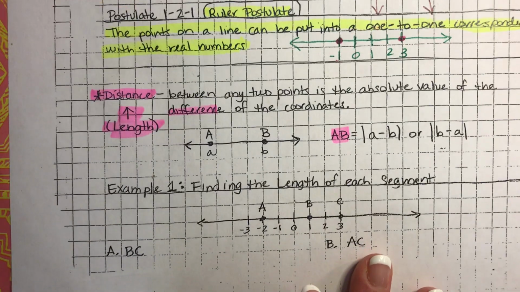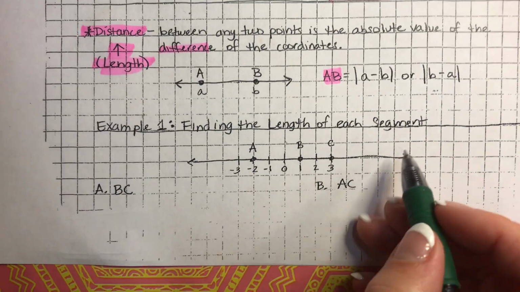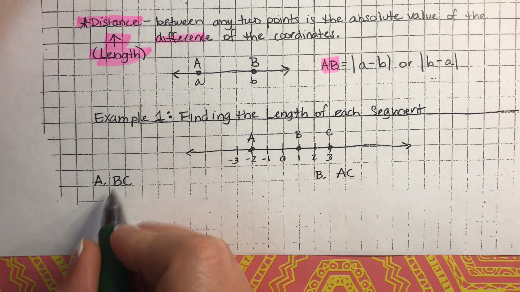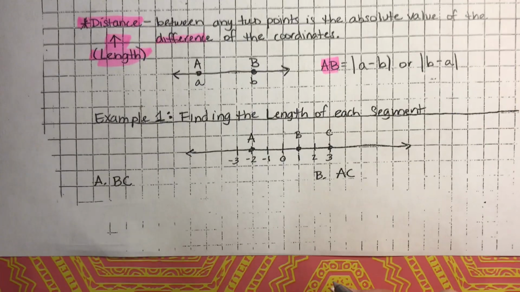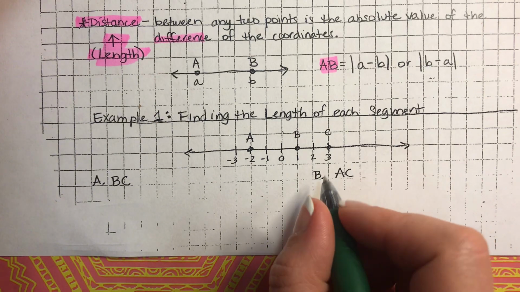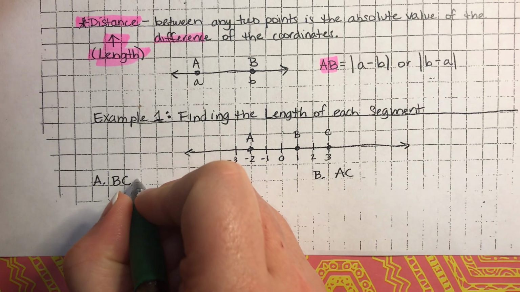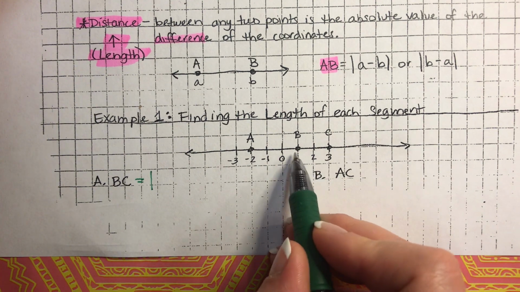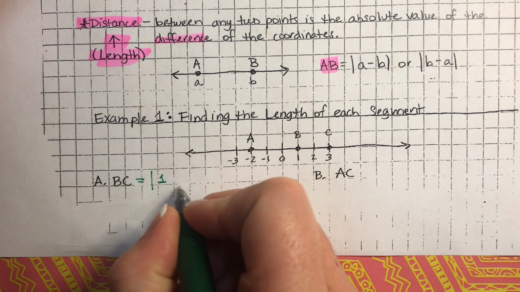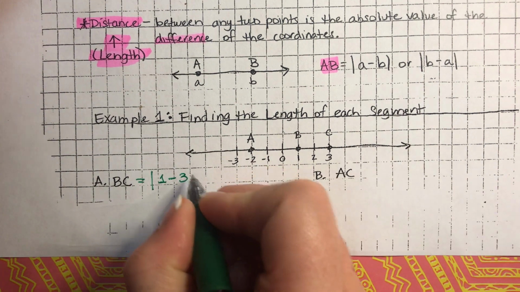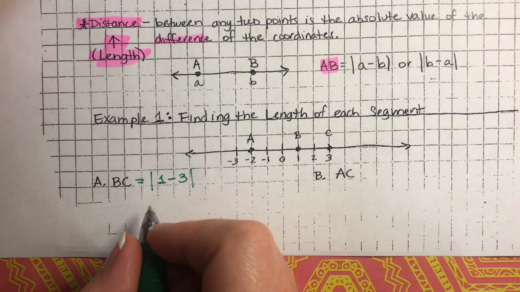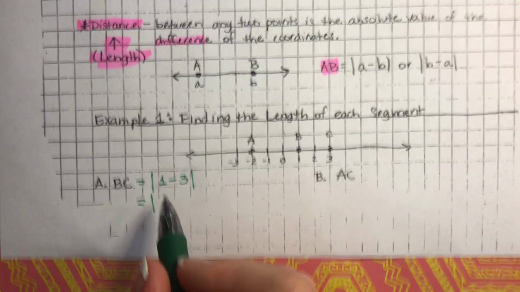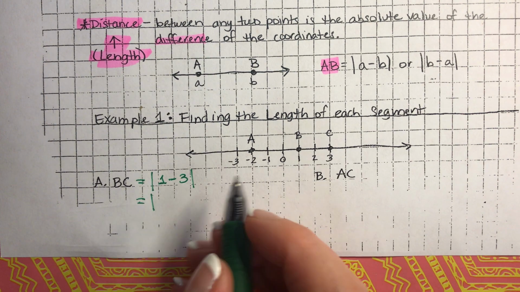Okay. So example 1, finding the length of each segment. So BC, so when we see this, we know that we're going to find the distance between B and C. Okay, so BC is going to equal the absolute value of the difference of these two values. So B is 1 minus 3. And we're going to take the absolute value. 1 minus 3, 1's positive, 3 is negative. We take the difference of those two, we get 2.